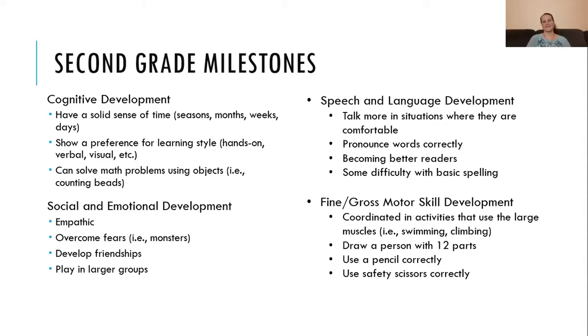You will see that their learning style does start to develop around this time. So if they're more of a hands-on auditory learner or more of a visual learner, you should see that start developing around this time as well. They should also be able to solve problems using objects. So they have like those little counting beads that they should be able to use, as well as like those little counting bears, things like that, to be able to do 2 + 2, things along those lines in terms of math.